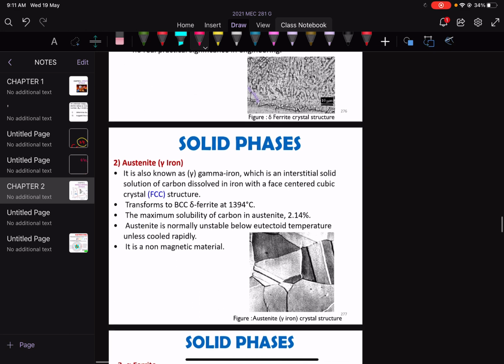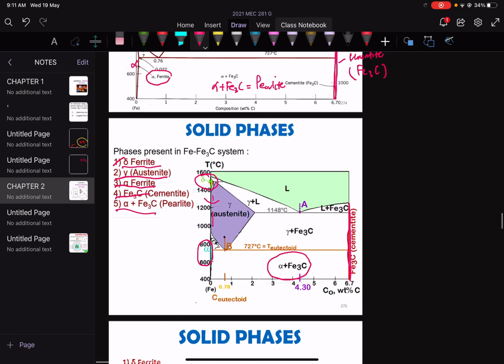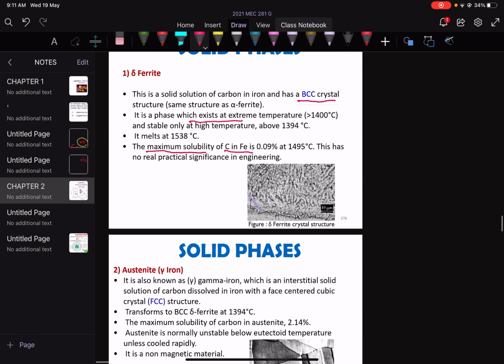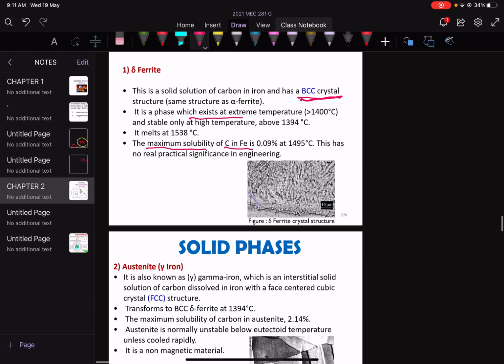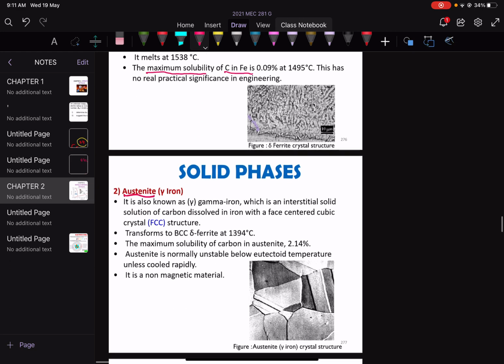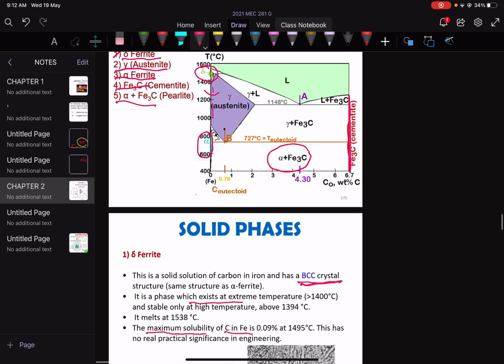And for austenite, now the crystal structure has changed. From BCC in delta ferrite, it becomes austenite. Delta ferrite just now was a BCC crystal structure, and when it changed to austenite, it changed into FCC crystal structure. And the maximum solubility of carbon in austenite is 2.14%. This is the maximum solubility of carbon in the austenite region, 2.14.